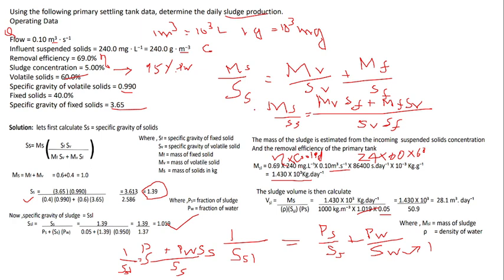So now, 1.43 into 10 power 3 is the mass of the sludge produced in a day, and the density is 1000 kg per meter cube, and then the specific gravity of the sludge is 1.09, which we have just calculated, and the fraction of the sludge is 0.05. So this is how we are calculating the volume of sludge as 28.1 meter cube per day, which is nothing but the daily sludge production, in terms of volume.